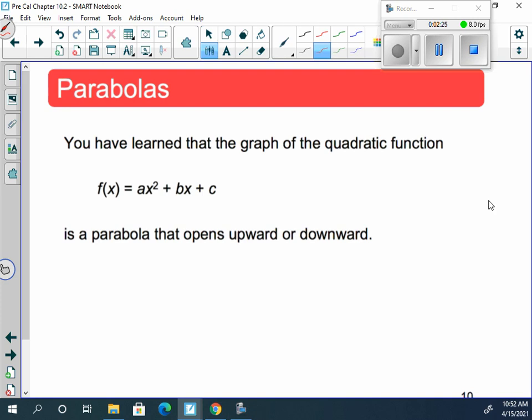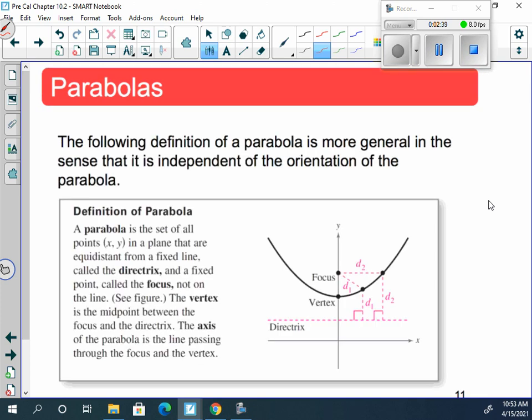Now, the basic equation for a parabola is ax squared plus bx plus c. It's a parabola that opens upwards or downwards depending on the value of a. If a is negative, it opens down. If a is positive, it opens up. Now, the following definition of a parabola is more general in the sense that it's independent of the orientation of the parabola. A parabola is the set of all points (x, y) in a plane that are equidistant from a fixed line, called the directrix, and a fixed point, called the focus, not on the line. The vertex is the midpoint between the focus and the directrix. The axis of the parabola is the line passing through the focus and the vertex.